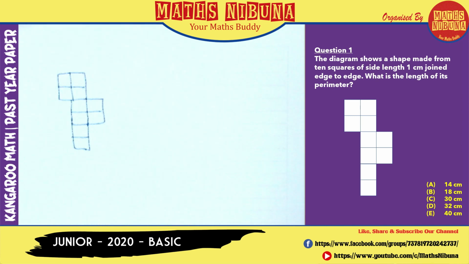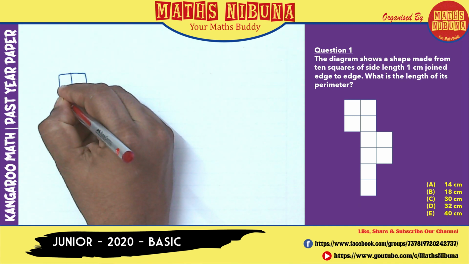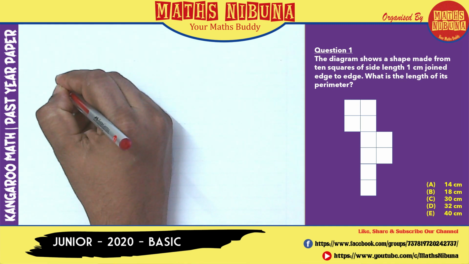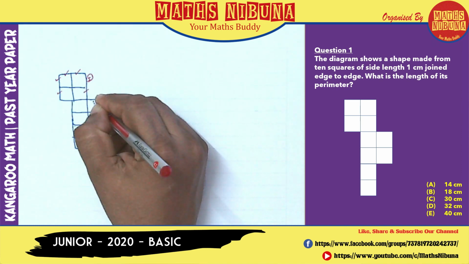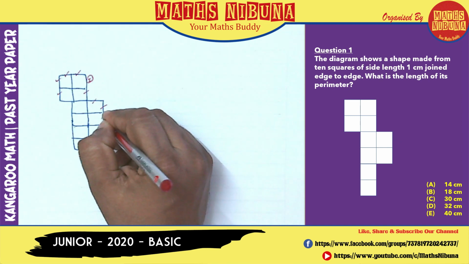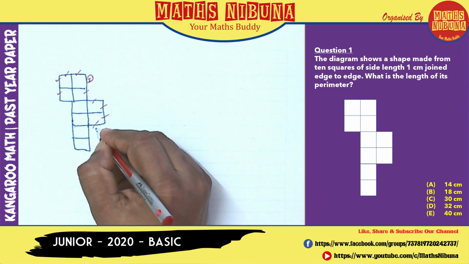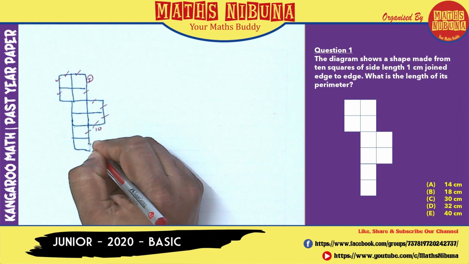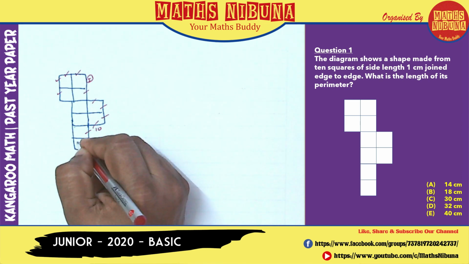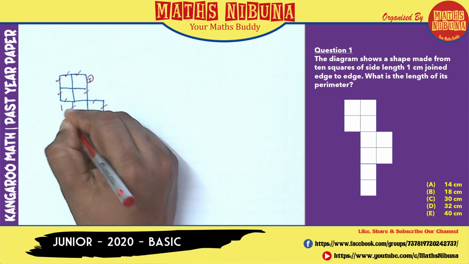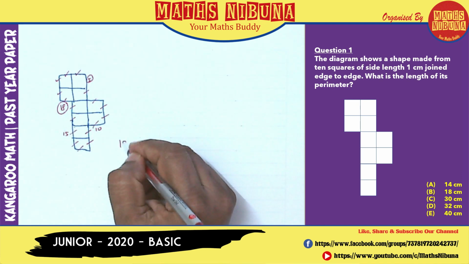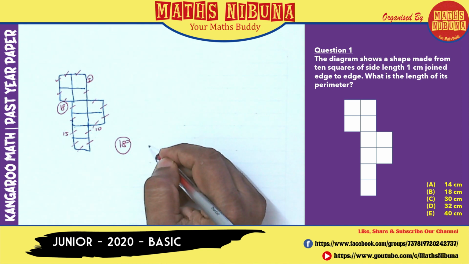Now you see this is the shape we have. They say each side is 1 centimeter. That means we just count from this one. So 1, 2, 3, 4, 5, 6, 7, 8, 9, 10, 11, 12, 13, 14, 15, 16, 17, 18. So the perimeter is 18. Answer is B.